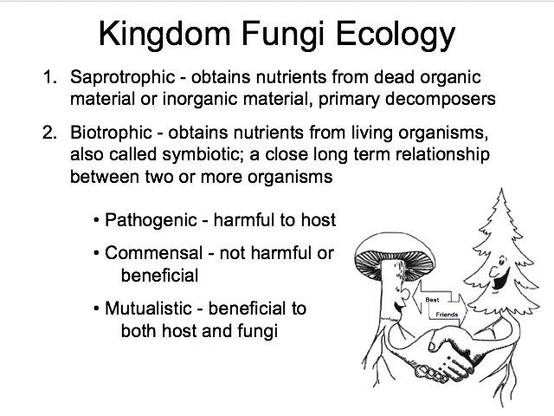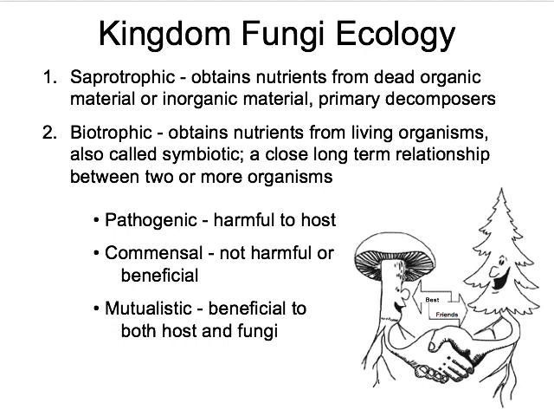Another group of fungus are called biotrophic, and as far as ecology is concerned, this means they obtain nutrients from living organisms and they form important relationships that are a part of a given ecosystem. Now, biotrophic organisms are also called symbiotic. It's a close long-term relationship between two or more organisms. We could break down symbioses into pathogenic, commensal, and mutualistic. And all three of these are seen in the fungal world.